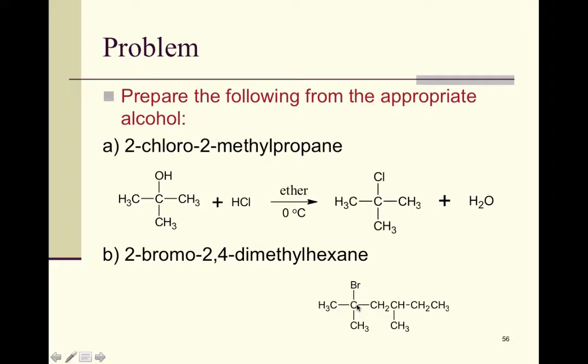My bromo is on carbon number 2. That means my alcohol feature must also be on carbon number 2. Because we're adding bromo, this will be HBr. Again, ether, 0 degrees Celsius, and a minor secondary product of water.